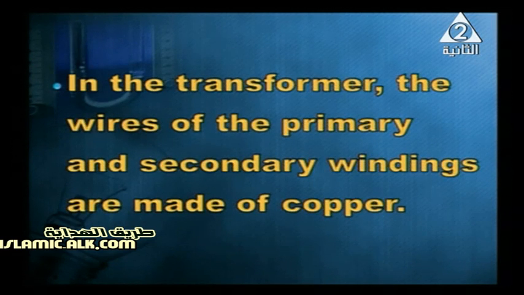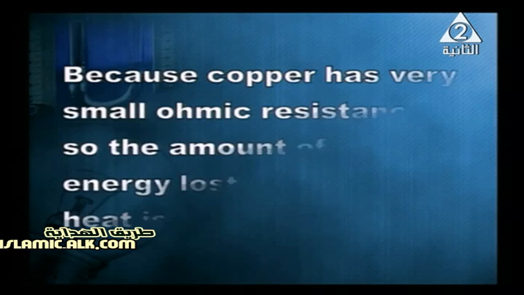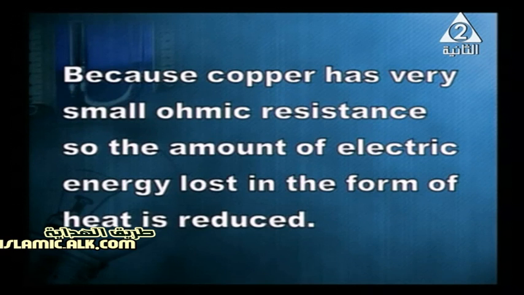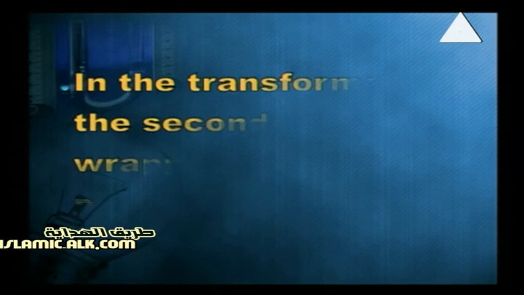Another give reason: in the transformer, the wires of the primary and secondary windings are made of copper, because copper has a very small ohmic resistance. So the amount of electric energy lost in the form of heat is reduced.